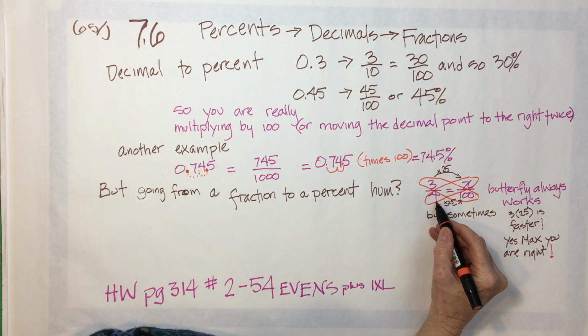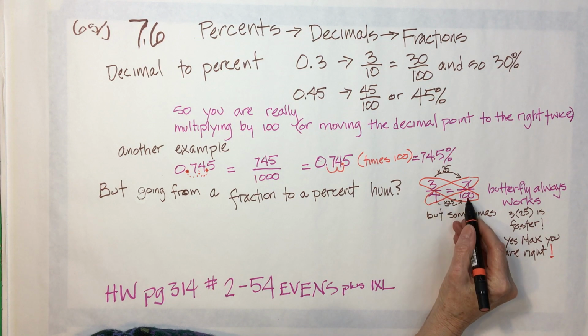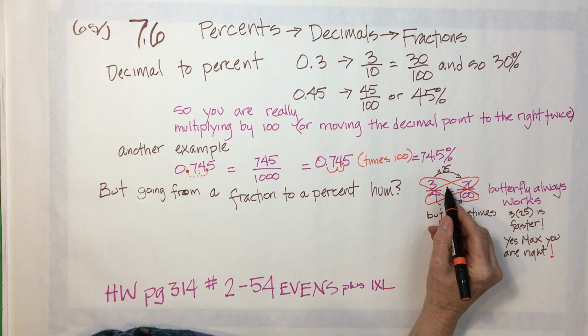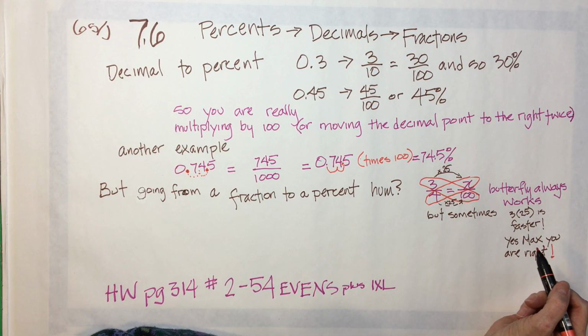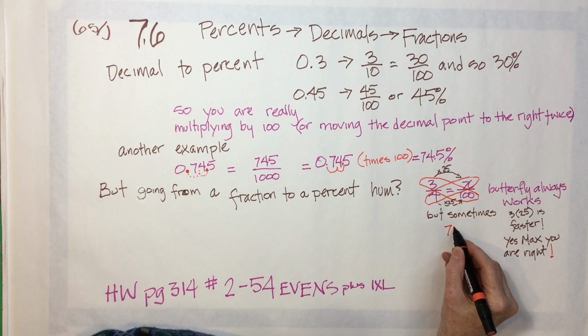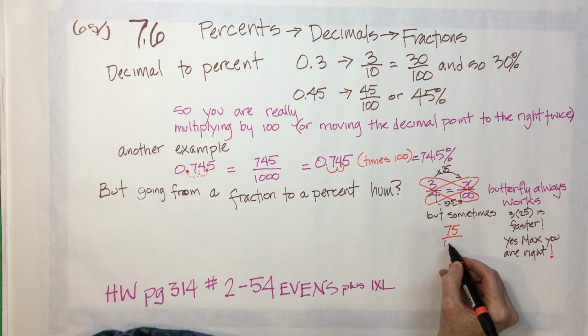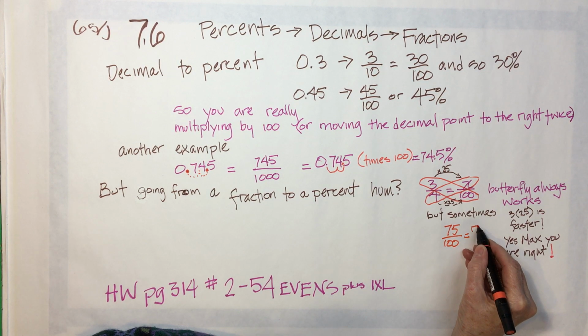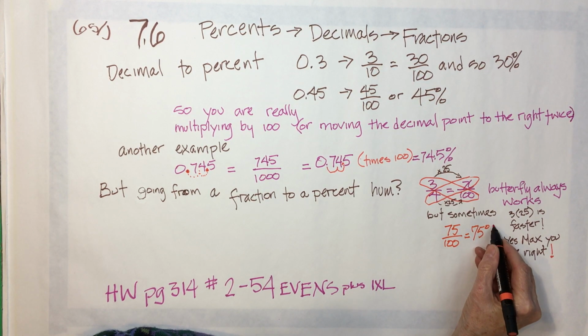How many times do we multiply 4 by to get to 100? 25. So we're going to multiply 3 by 25, and we get to 75 over 100, which, since it's over 100, it's 75%.